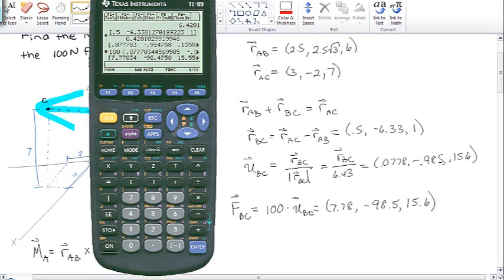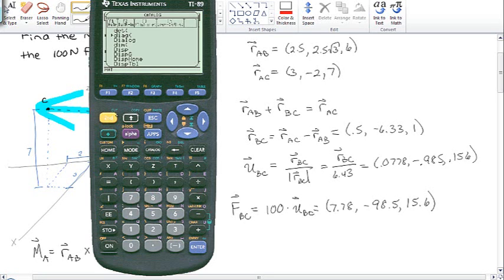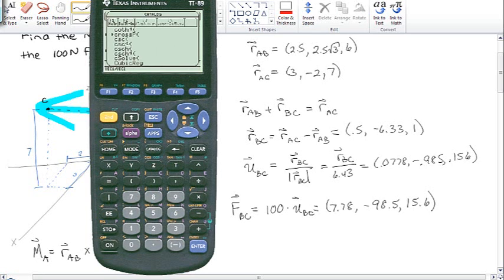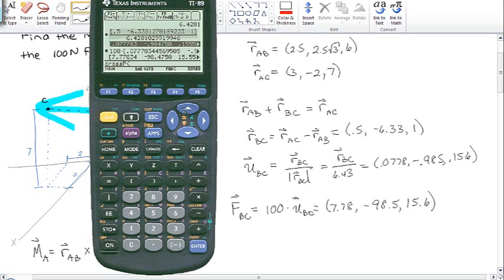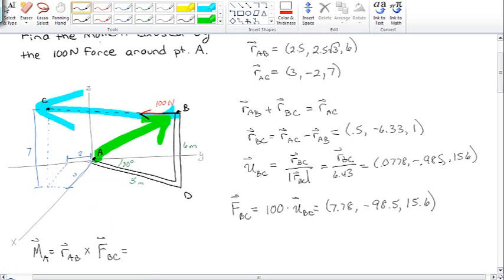So I've got the cross product, if I can find it, of R A to B, which is way up here, R A to B, crossed with the force vector. And there I go. I've got a nice little vector: 658, 778, and negative 280.